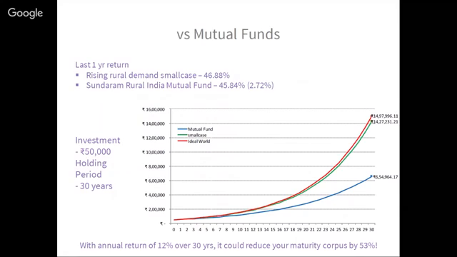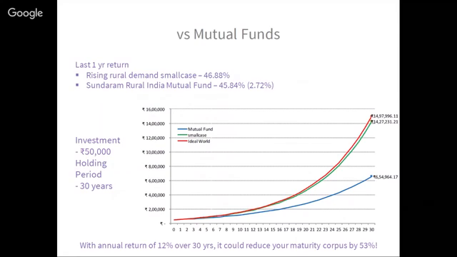Now suppose you do the same thing with a smallcase platform. That is, you pick a smallcase, something like rising rural demand, and invest 50,000 rupees into it. Now, there will be costs, and we will talk more about it just after this example. But ultimately, at the end of 30 years, you will still have money of around 14.5 lakh rupees. Now, you see that okay, there's a difference of a little more than 50,000 rupees. But just to clarify, right now, this 50,000 rupees doesn't go to smallcase. Almost 99% of it goes to the different regulatory bodies in the form of taxes and transaction costs.